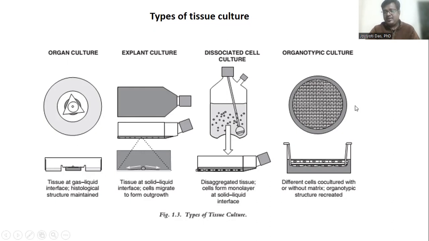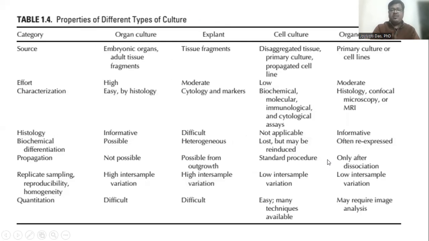And in organotypic culture, you are actually creating a 3D environment wherein you are trying to achieve a tissue-like growth, wherein different types of cells will be co-cultured with or without matrix. So matrix is an attachment for cells, and we are going to talk about it in future lectures. And what you're essentially doing through this is co-culturing different cells as they would occur in a tissue by re-aggregating them from the single cell level. So this is what you mean by organotypic culture.